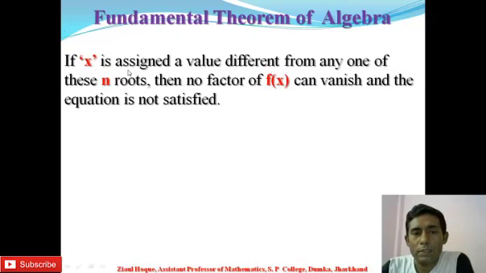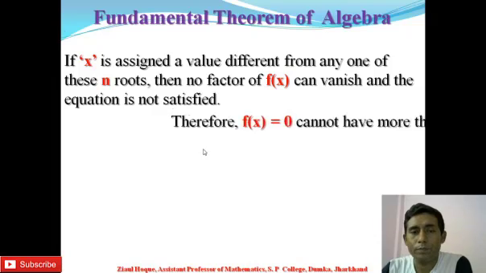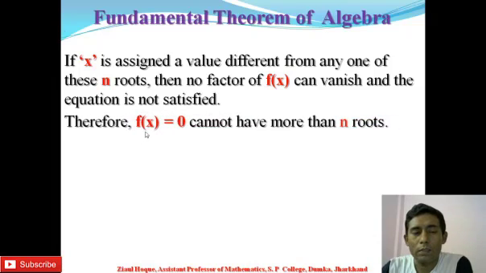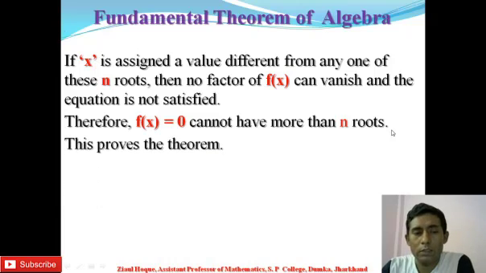If x is assigned a value different from any one of these n roots, then no factor of f(x) can vanish and the equation is not satisfied. Therefore, f(x) equal to 0 cannot have more than n roots, and this proves the theorem.